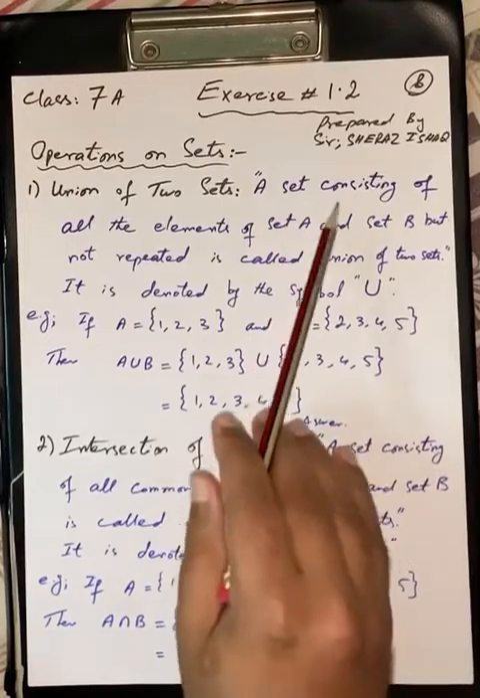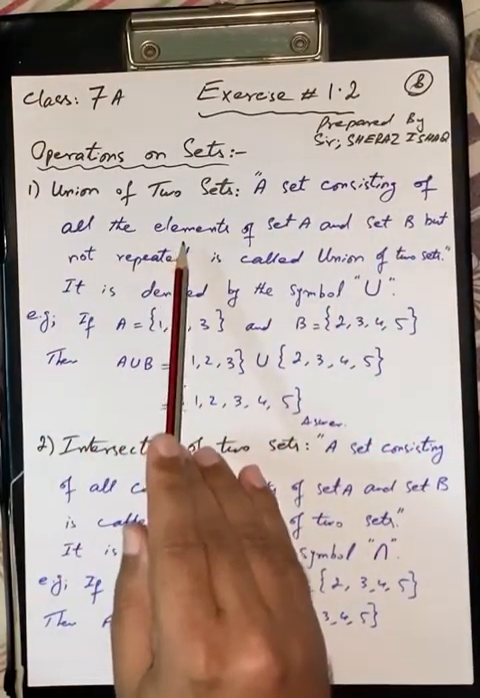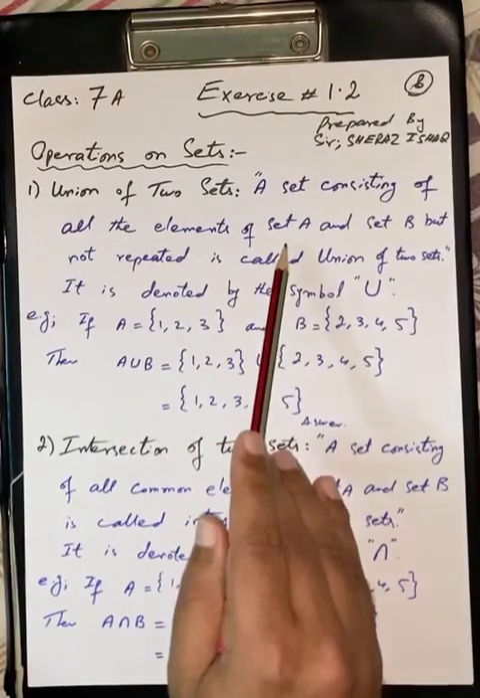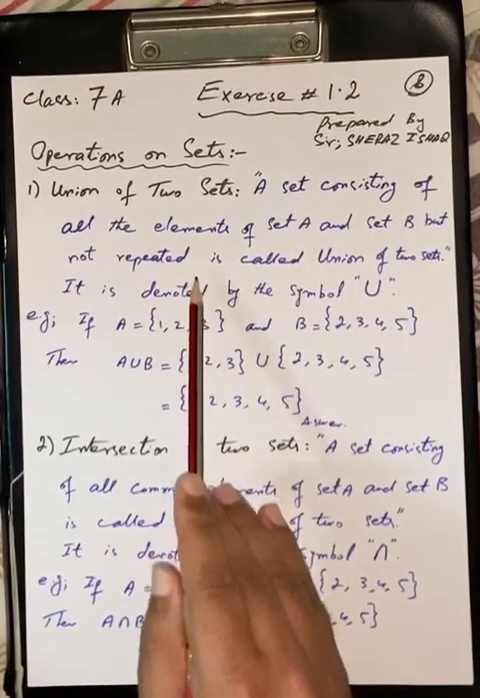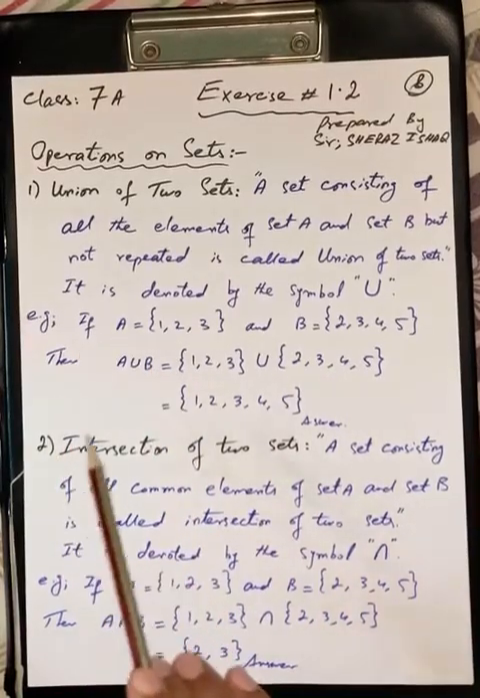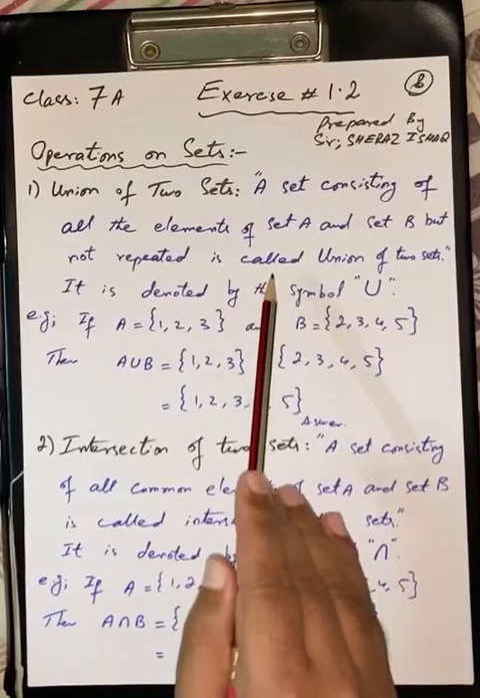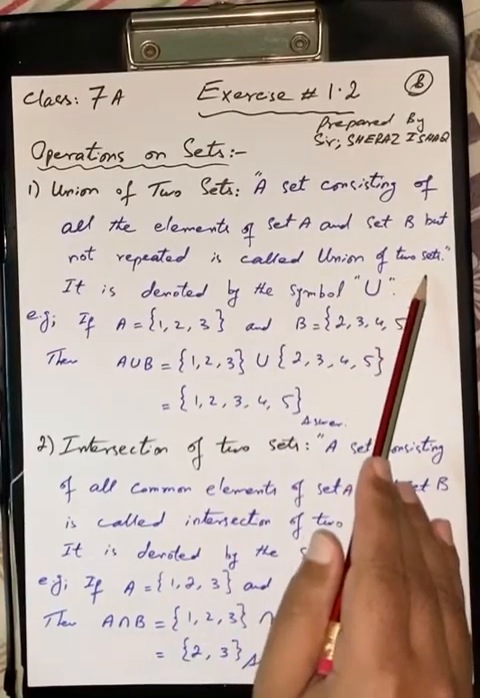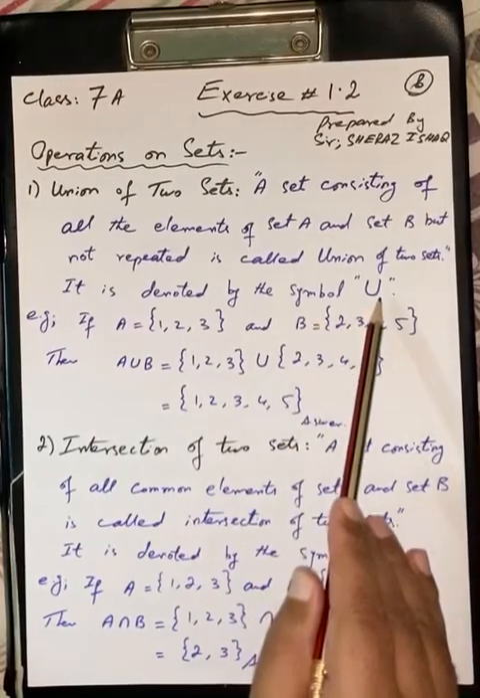A set consisting of all the elements of set A and set B, but not repeated. We cannot repeat the number twice or thrice, we write it only once. This is called the union of two sets. It is denoted by the capital U symbol, okay dear?